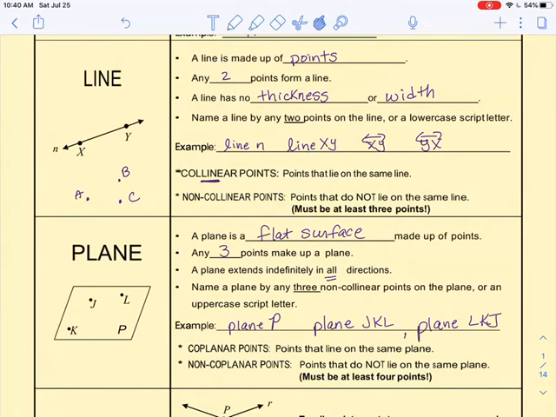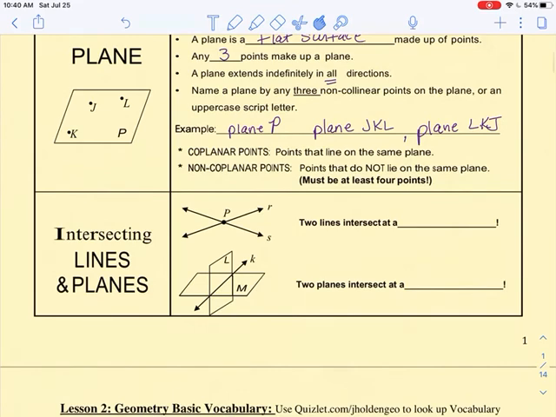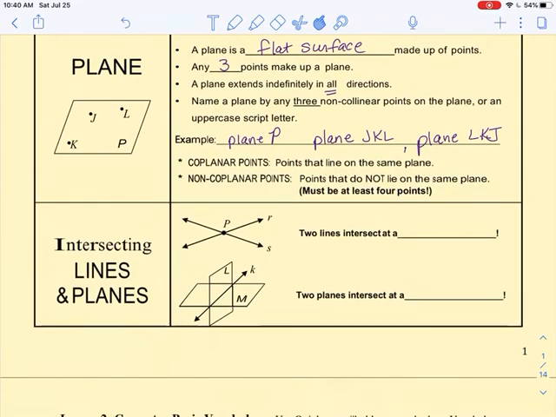All right, and then we're just going to talk about intersecting lines and planes. So 2 lines intersect at a point. So I have line S and line R right here, and they intersect in the middle at point P. Two planes, though, intersect at a line. And we're going to do some practice on this on your homework.